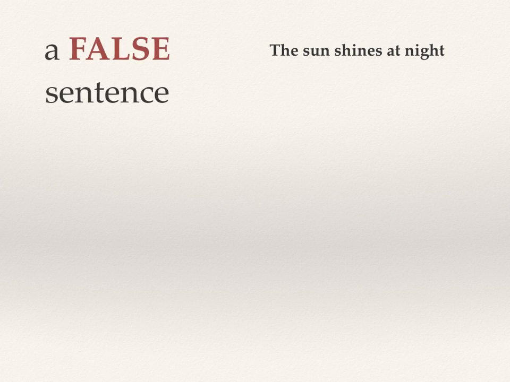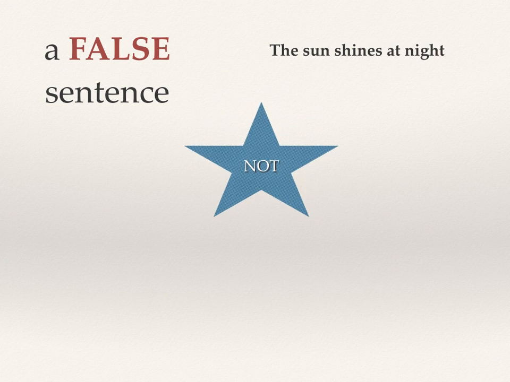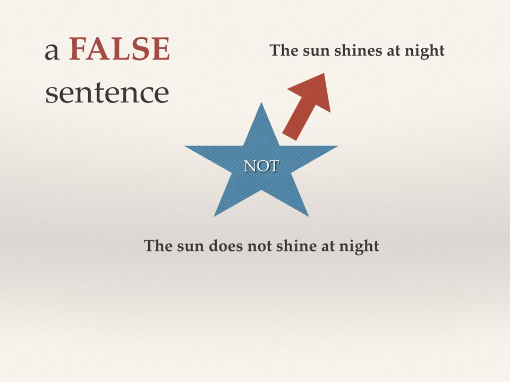Now let's look at the opposite. The false sentence, the sun shines at night. The sun does not shine upon us, at least at night. And we operate with the not operator on this sentence. We get the sentence, the sun does not shine at night. And this, of course, is a true sentence.